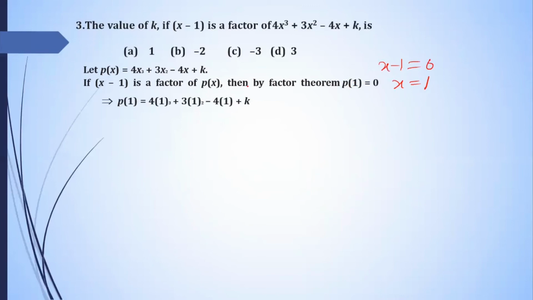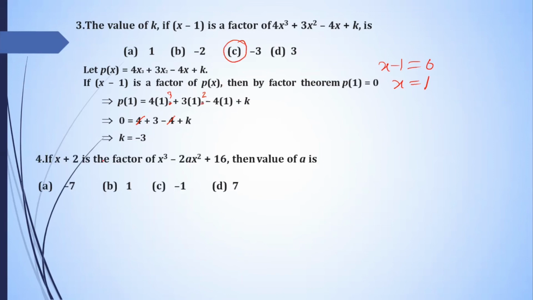So let us substitute the values. p of 1 is equal to 4 into 1 cube plus 3 into 1 square minus 4 into 1 plus k. Now 4 into 1 cube is 4, 1 square is 1 so it is 3, and 4 into 1 is 4 plus k, which is equal to 0. So the 4 and 4 get cancelled. 3 moves to the other side and you get the value of k as minus 3. Plus goes to the other side, it becomes minus 3. Got it? So the value of k is minus 3.